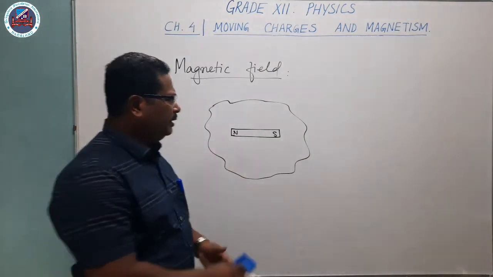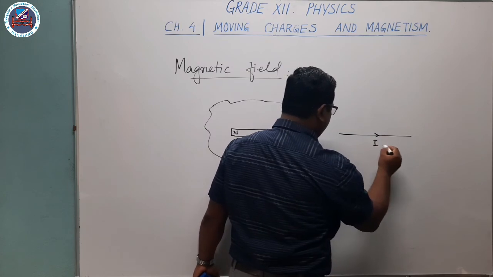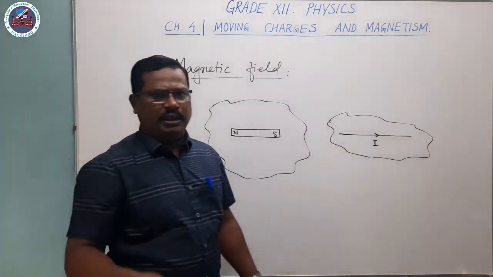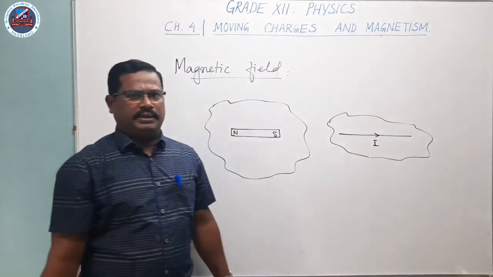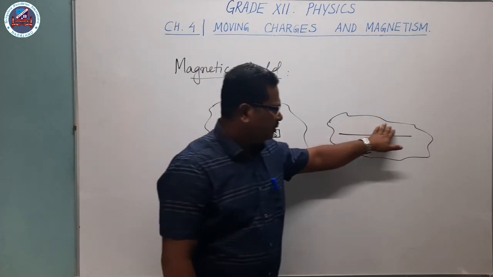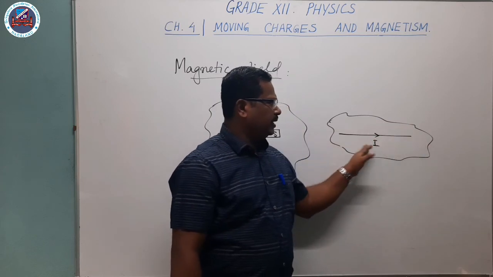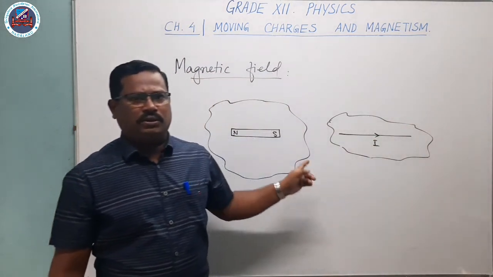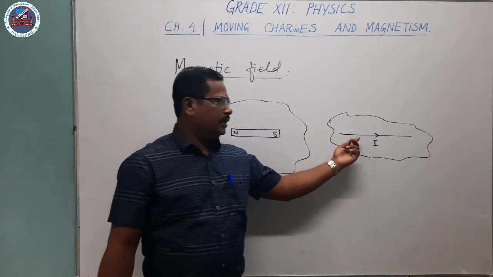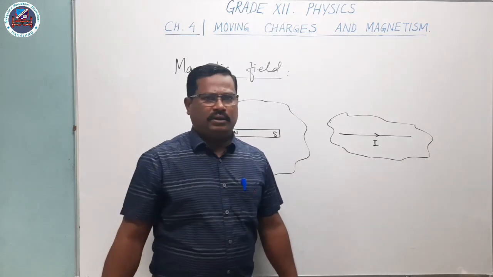Or it can even be a current carrying conductor. Suppose this is a conductor carrying current I. It will also have its own field. We are going to study that field, and how the structures will look we will come to know later. First, to know the definition, here also you get a region around the current carrying conductor where its magnetic effect can be felt. That region we call the magnetic field.